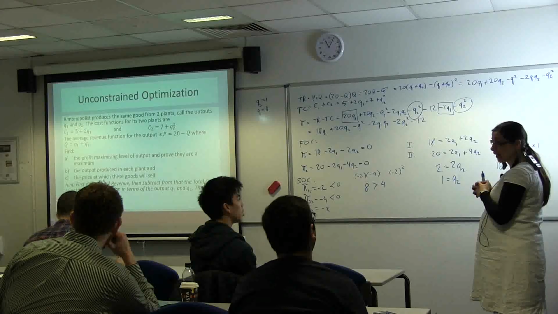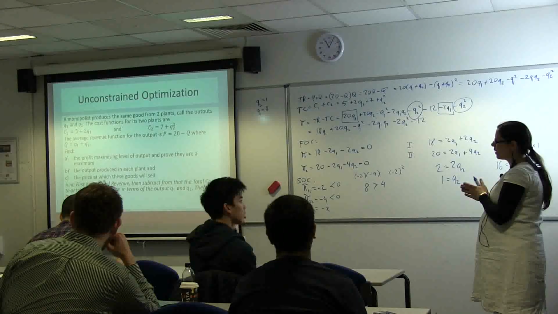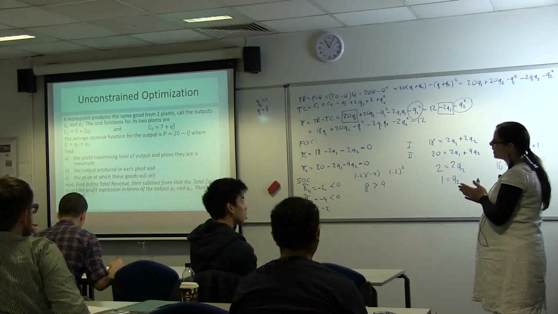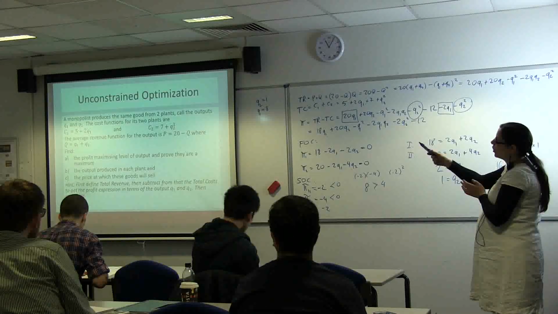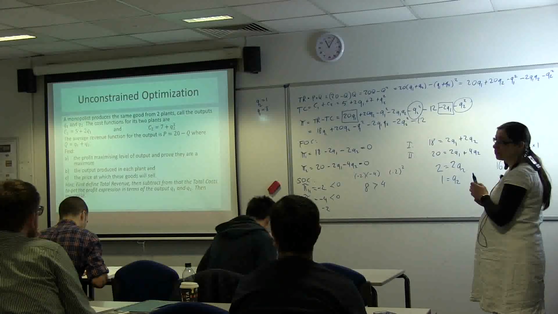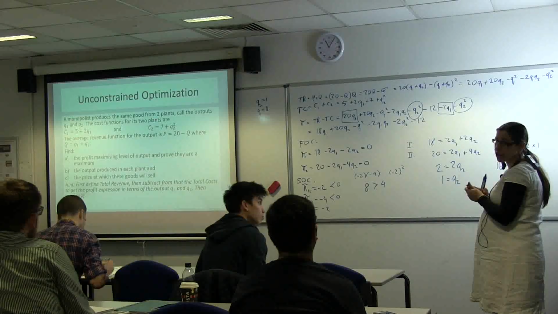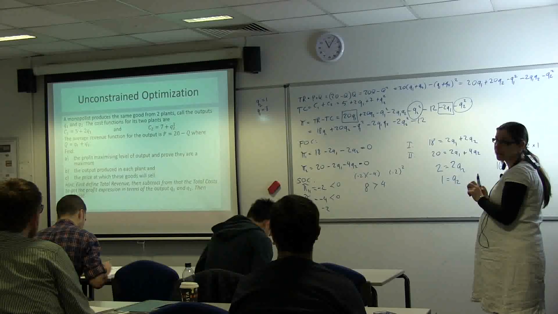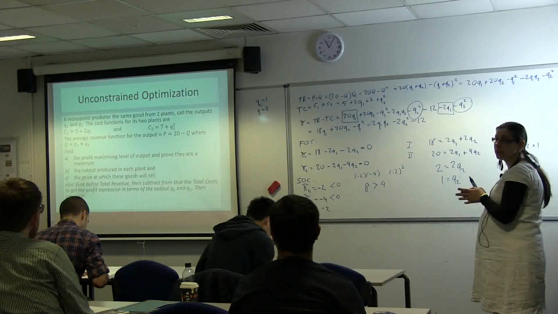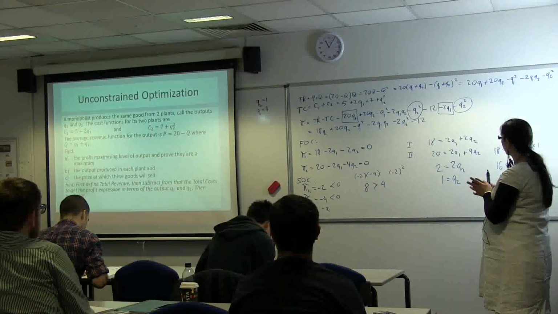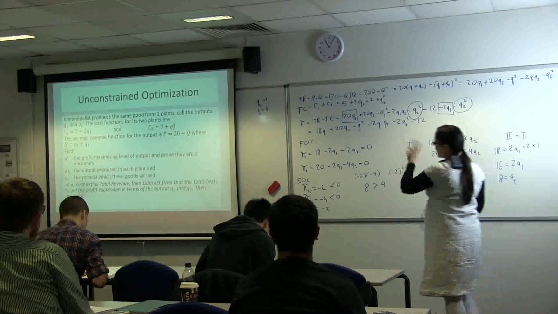Yes, and that's a little bit tricky, but because these are identical products, the monopolist produces the same good from two plants. So it is the same good. So you're probably going to charge the same price. That's why I'm assuming there are no different price functions. Okay, so basically that is the answer for A and B.